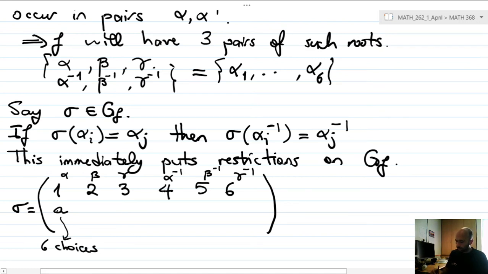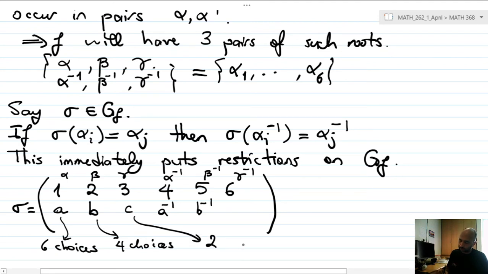Okay, well, immediately 4 will be sent to A inverse, which is another thing. So 2 of them are already occupied. So for 2, you don't have 5 choices anymore, you have 4 choices left. And then once you specify what this B is, then 5 should go to B inverse. And for 3, you have 2 choices left. And then 6 will automatically go to C inverse. So that will be what your permutations look like.